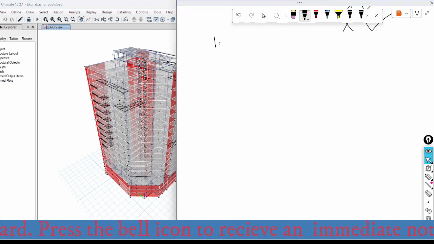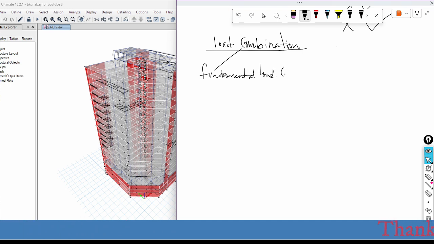Here, let me clarify load combination. We have two types of load combination. The first one is the fundamental load combination, and the second one is the seismic or accidental load combination.